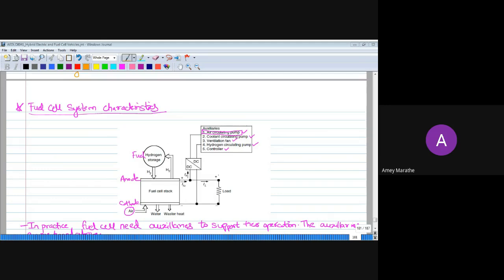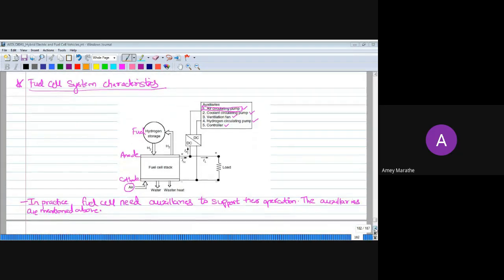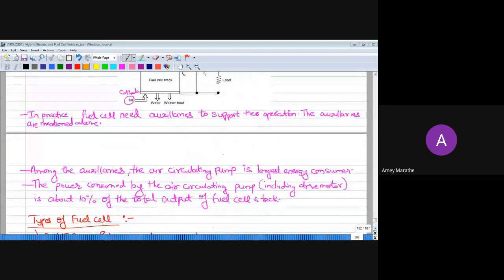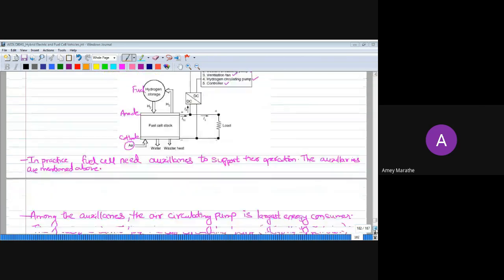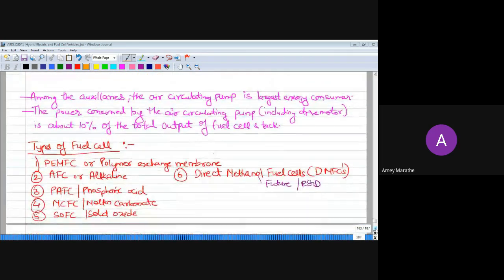So that is what we had written down, that the fuel cell will require auxiliaries, and amongst all these auxiliaries, the air circulating pump will use about 10% of the total output energy of the fuel stack. So the most important energy consumption device in a fuel cell is the air circulating pump, but that is required as well. So that was the idea which I wanted to give you.